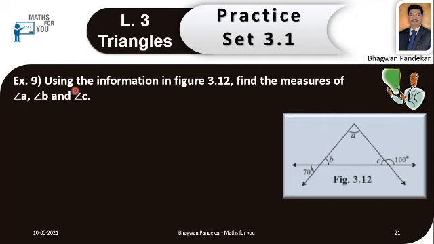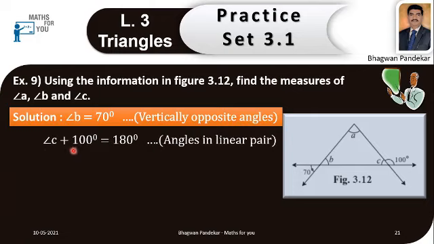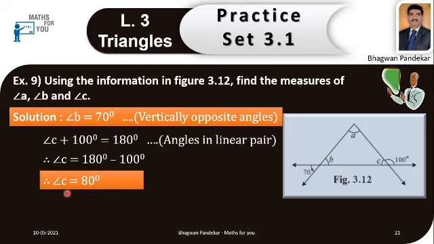Example number 9. Using the information alongside the figure 3.12, find the measures of angle A, angle B and angle C. Observing this figure, we can write the solution of this example. Angle B is equal to 70 degree. Reason is vertically opposite angle. Angle C plus 100 degree is equal to 180 degree. Reason is angles in linear pair. Therefore, angle C is equal to 180 degree minus 100 degree. So, angle C is equal to 80 degree.